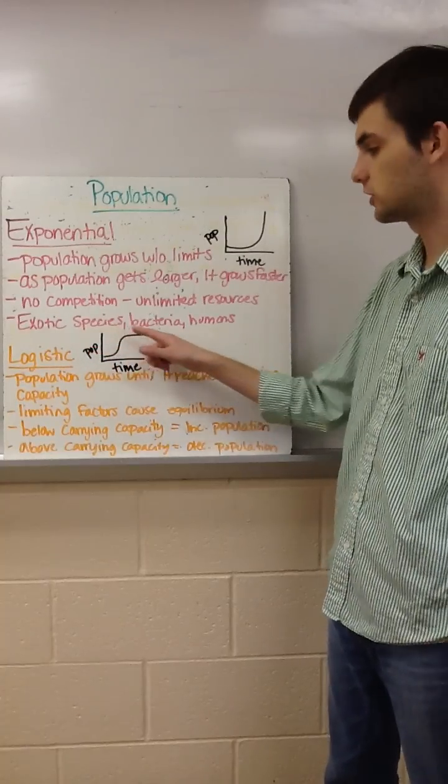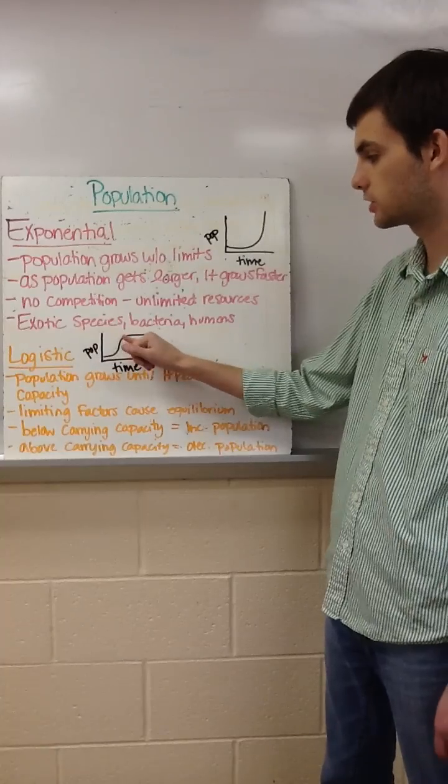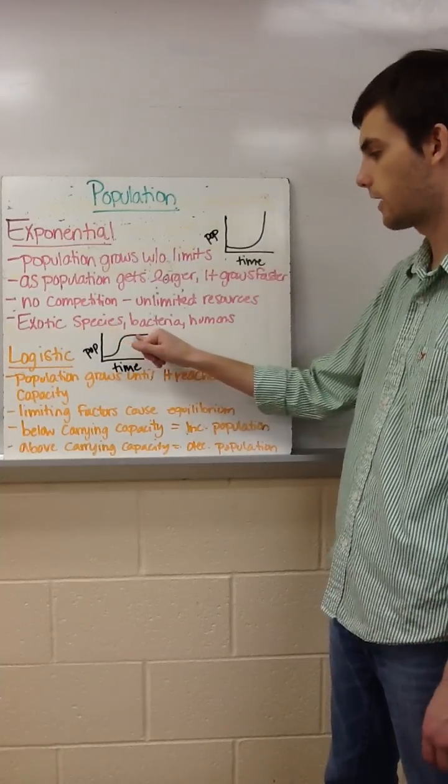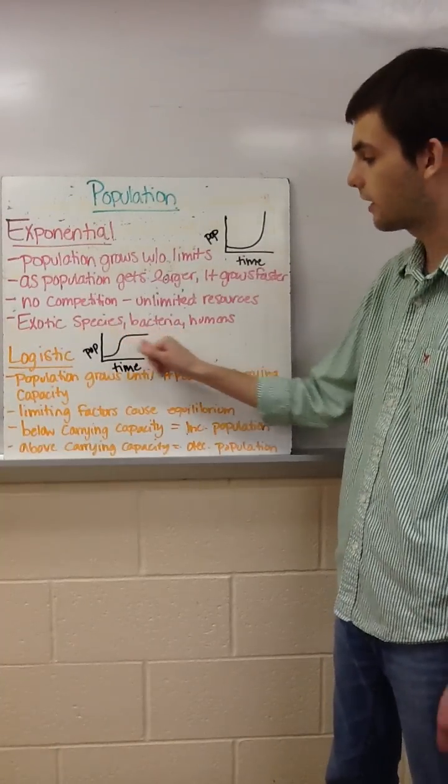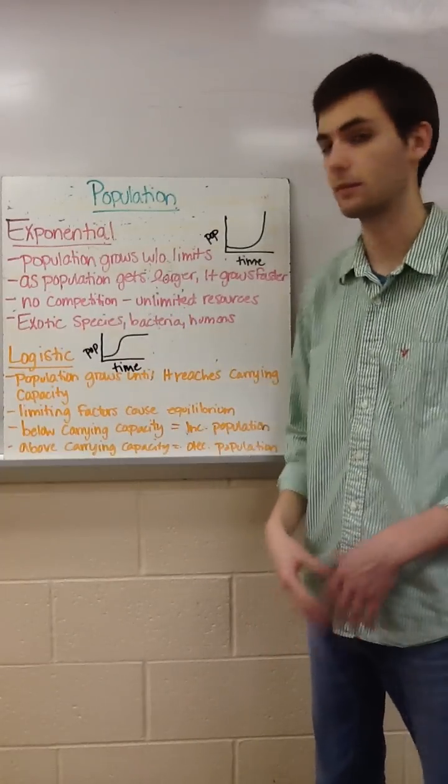Here's a graph of logistic growth. So it looks like an S. As time goes on, the population goes up, but later on in the graph we see this flat line. This flat line is the carrying capacity. Anything above it, the population or the ecosystem cannot sustain.